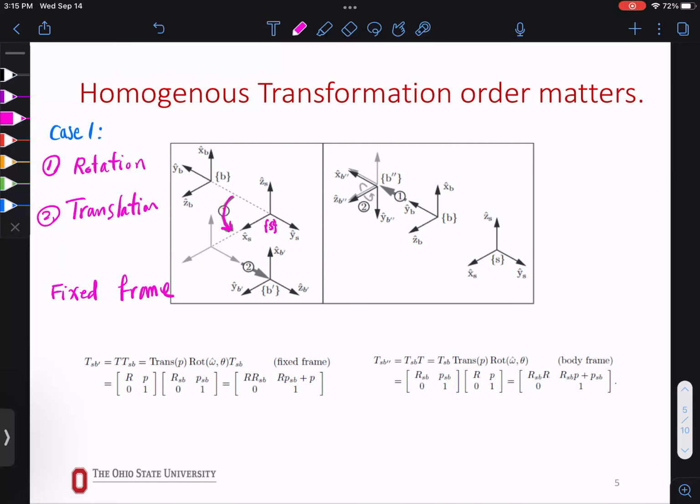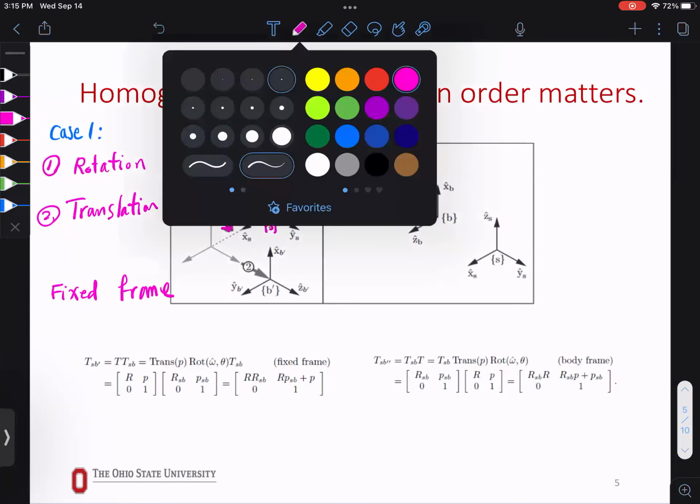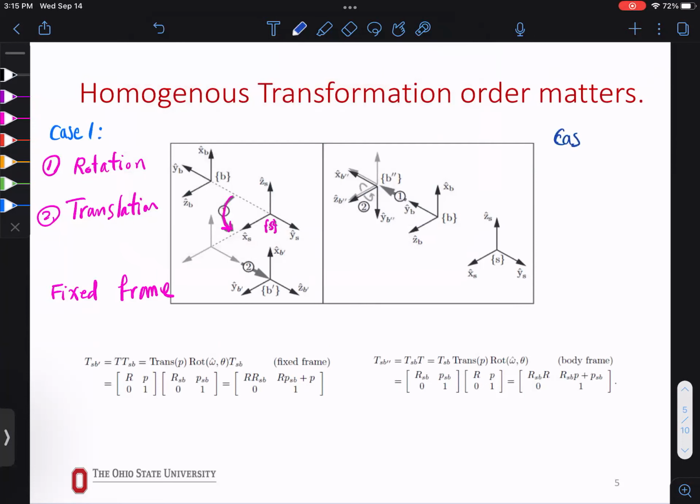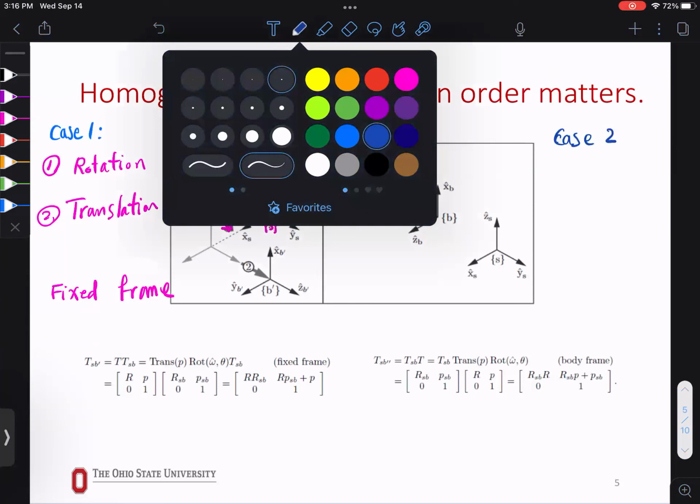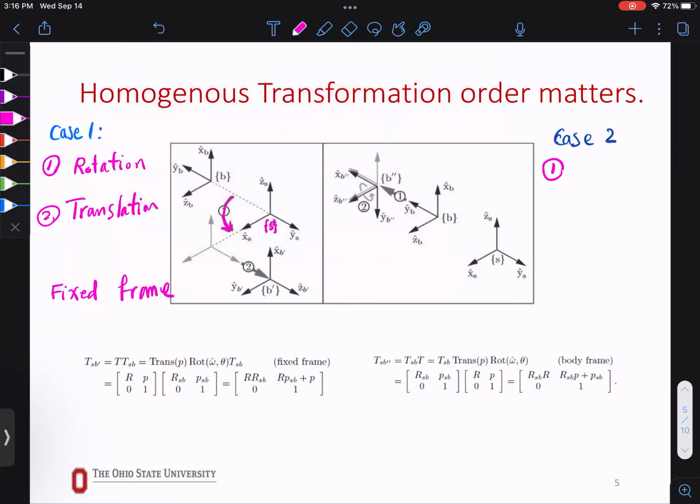Now, let's say that if we did the same rotation and translation, but about the body frame, meaning that you find the new axis and every time rotate or translate about the new axis that you're in. In case 2, let's solve what if we mix the 2, rotation and translation. In case 2, let's translate about our fixed frame. Let's translate about Y axis of the fixed frame.